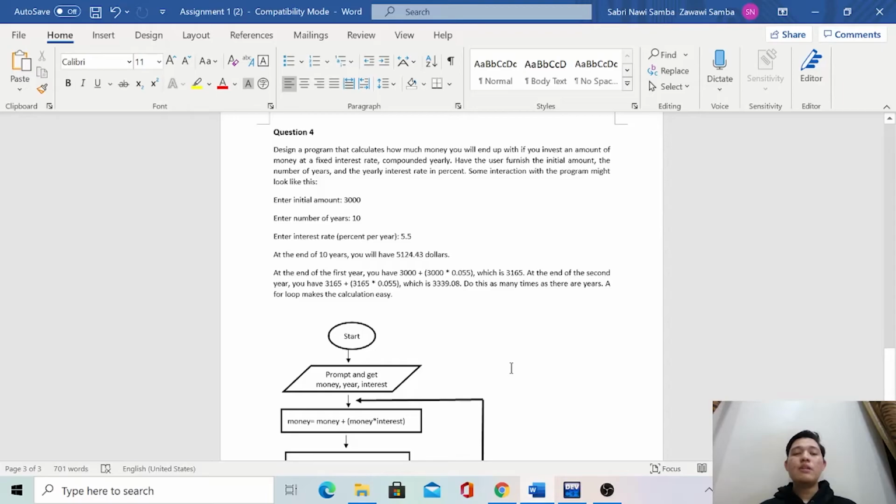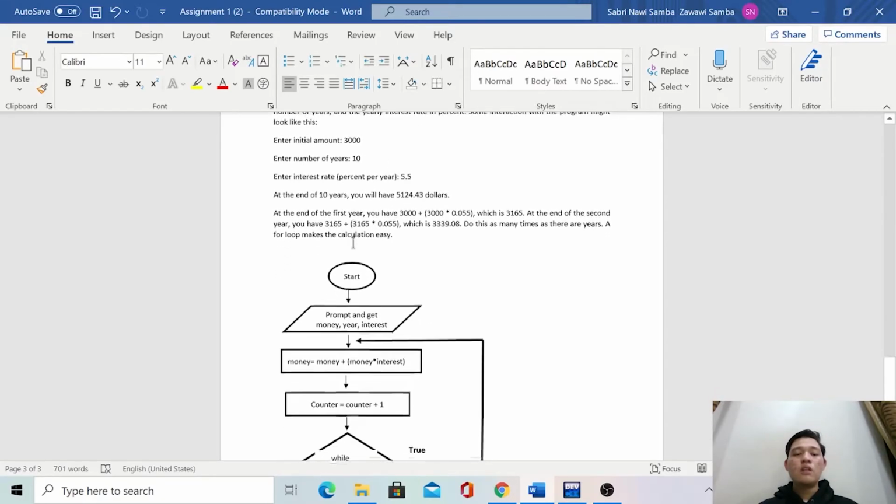Hi, my name is Sabri Nawi, and I will present question number 4. Design a program that calculates how much money you will end up with if you invest an amount of money at a fixed interest rate, compounded yearly. Have the user furnish the initial amount, the number of years, and the yearly interest rate in percent.